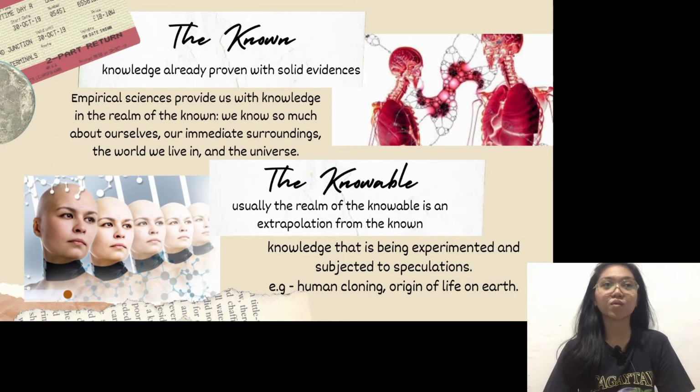So let's start with the known. These are the knowledge that are already proven with solid evidence. Today, the empirical sciences provide us with knowledge in the realm of the known. We know so much about ourselves, our immediate surroundings, the world we live in, and the universe, that it is known that we live here on Earth. We have bodies that have different systems, trees that contribute to our oxygen and the betterment of the environment, and other known knowledge.